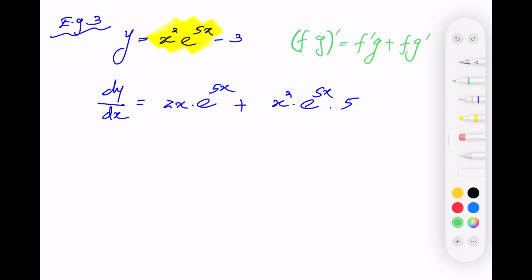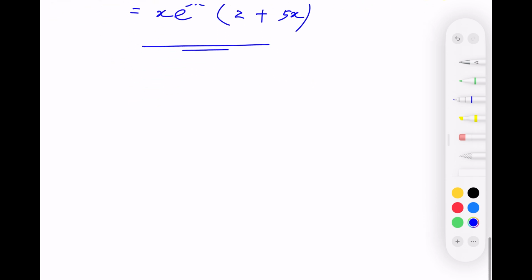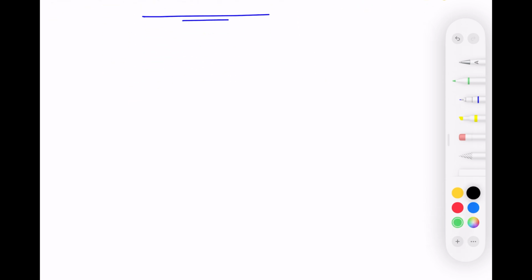Therefore, we have already completed the differentiation, but we can write the answer a bit more nicely by simplifying it a little bit more. I can factor out an x, I can factor out e to the 5x as well. Open parenthesis, from the first term I will have a 2 plus 5x, close parenthesis. That's your final answer for this problem. We will look at one more example and we will call it a day. Here is your example number 4.